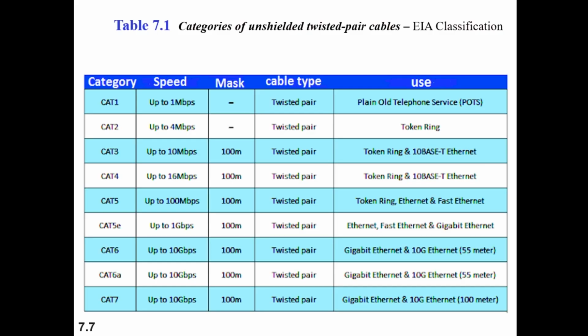Now UTP cable has further subcategories. These categories are published by the Electronic Industries Association. So we have various categories of UTP, starting from category 1, 2, 3, 4, 5.